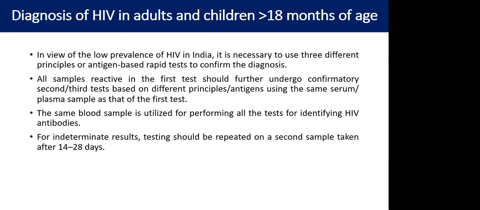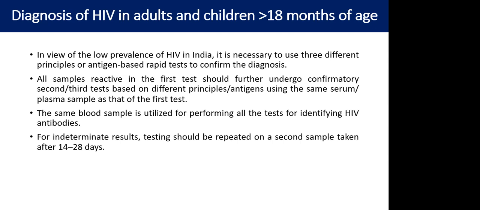Considering that India is a very low prevalence state, the prevalence of HIV is much less than 1%. So in keeping with the global guideline, in a low prevalence setting, at least 3 different principles or antigen-based rapid tests are to be used for confirmation of HIV diagnosis. And this is strategy 3 that is being employed in our national program.